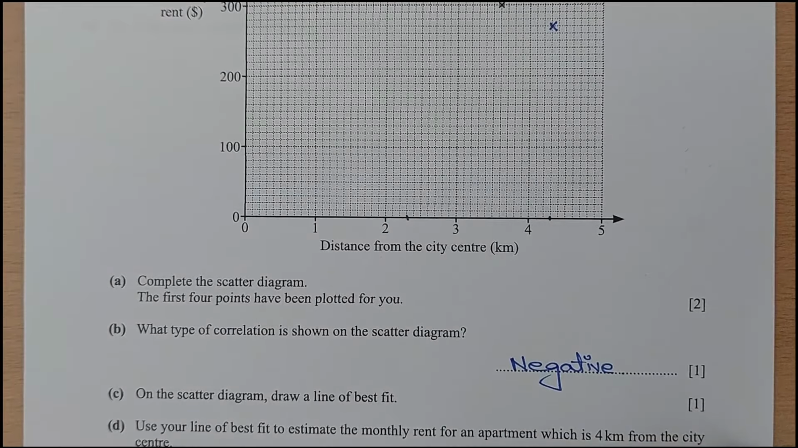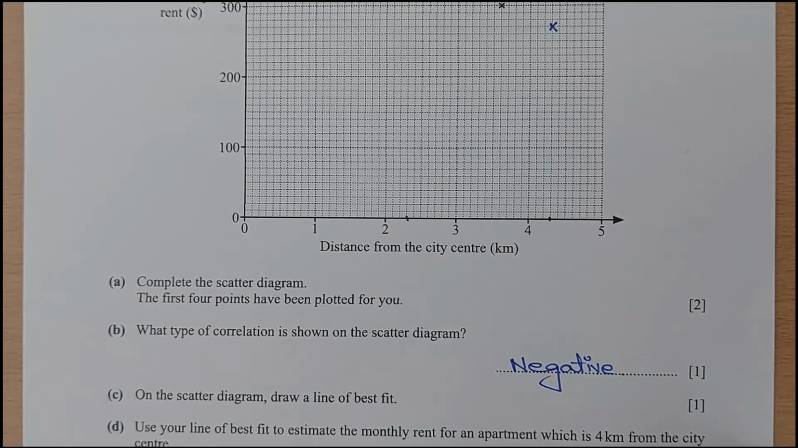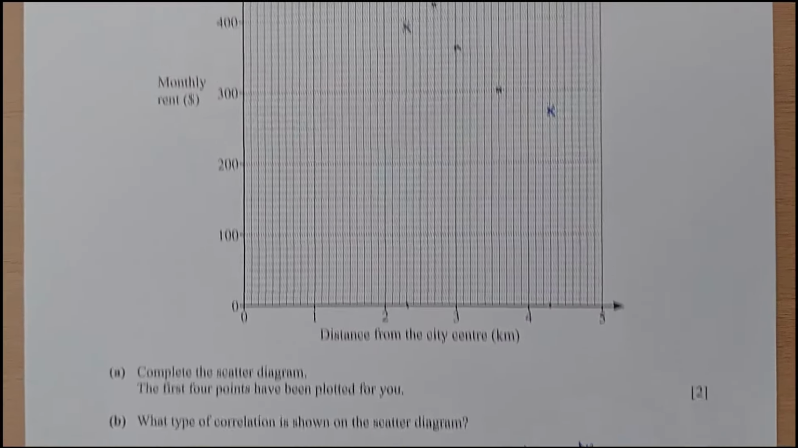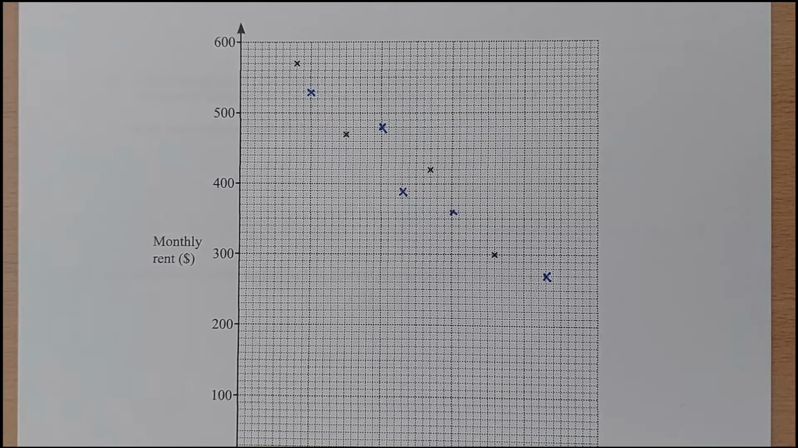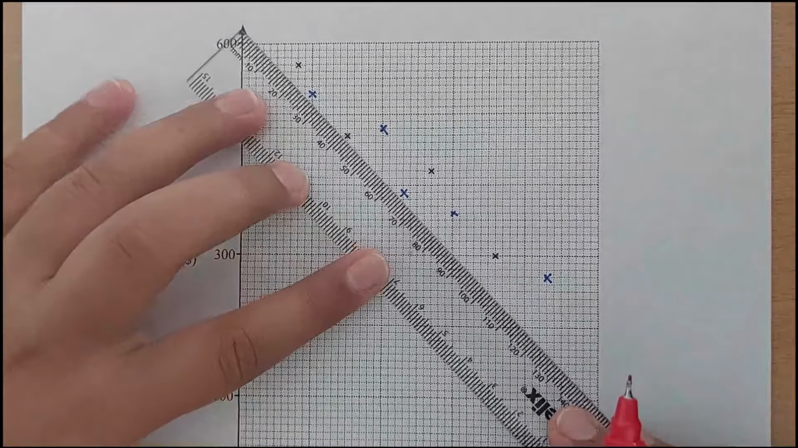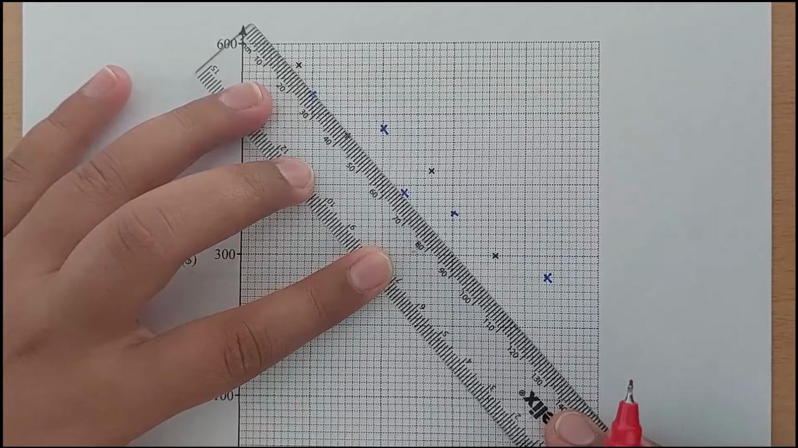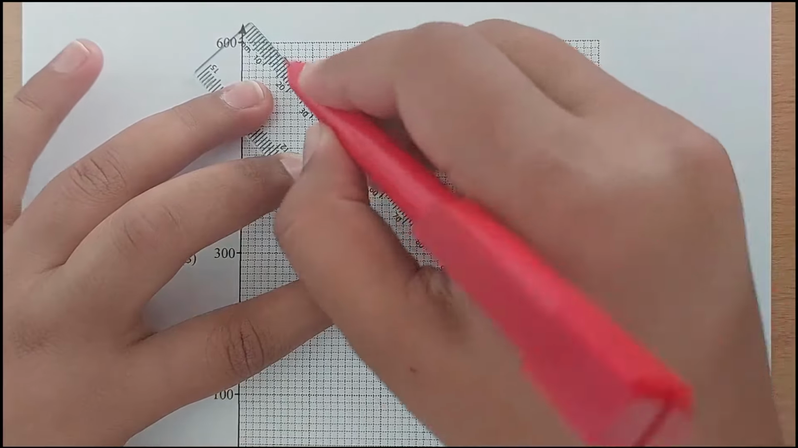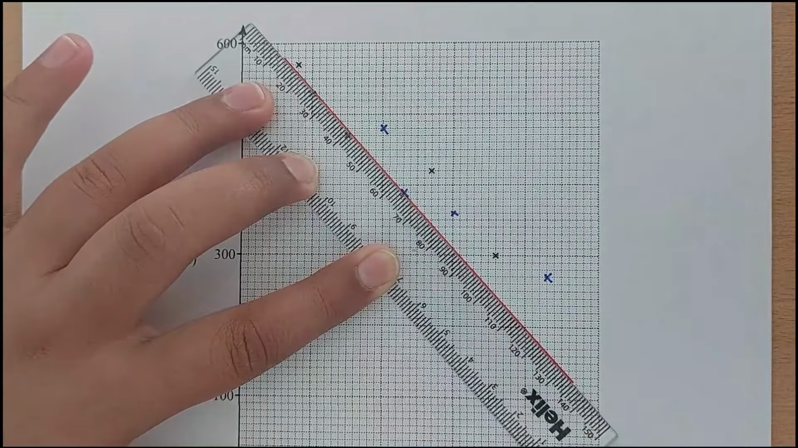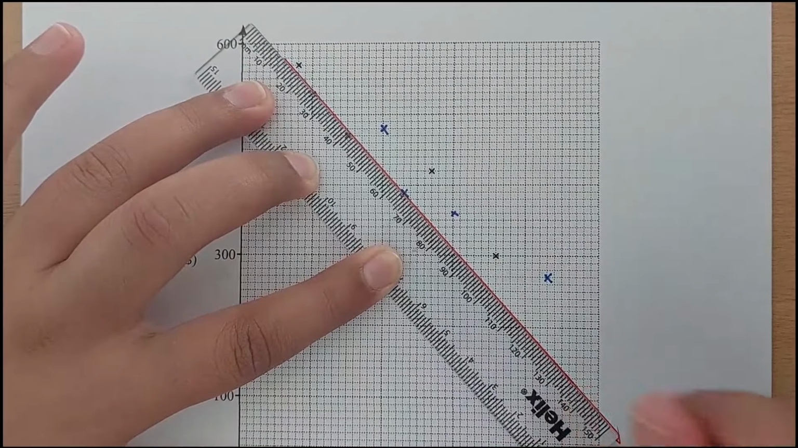Now for part C, on the scatter diagram, draw a line of best fit. So let's do it. The line of best fit is basically a line that passes through as many points as we can. This is up to you. If I can draw this line, this is going to be my line of best fit.